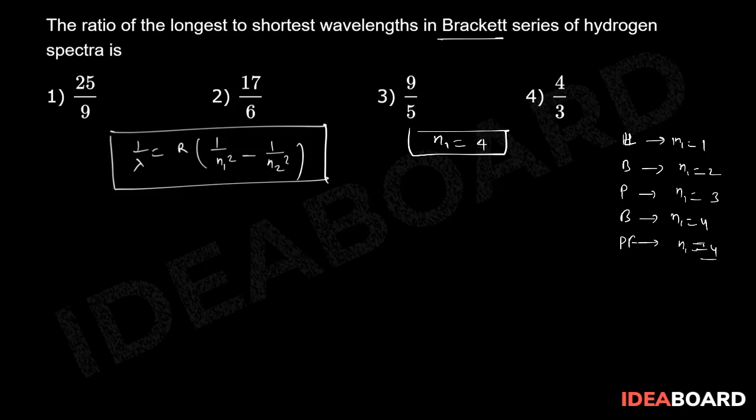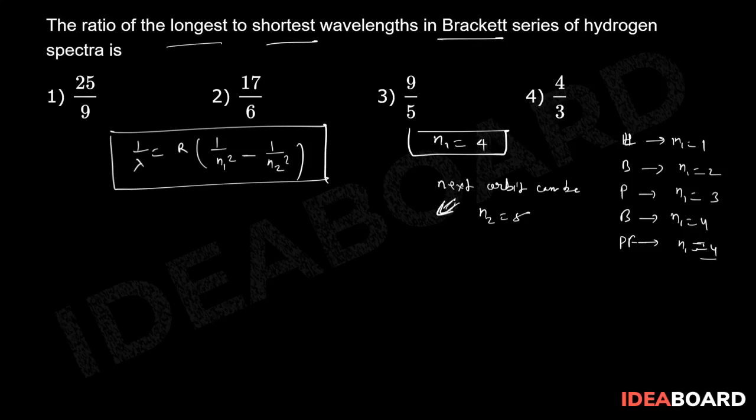Now the question says the longest and shortest, so we need to understand what that means. We have two choices. One choice says, suppose n1 is equal to 4, then the next orbit can be n2 equal to 5. And this will actually give the smallest energy transition. So let us use this.